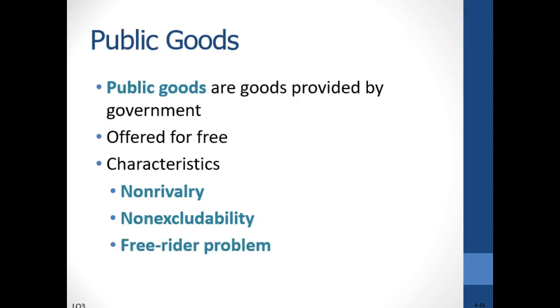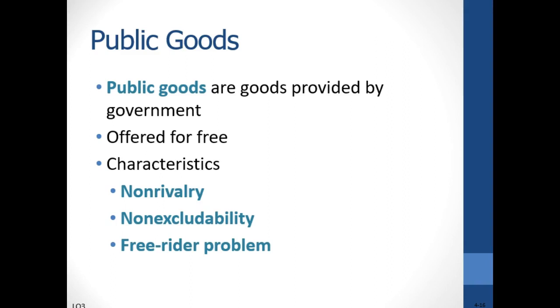Public goods are provided by government, and they're offered for free. The demand curve of public goods may underreport how much consumers are willing and able to pay. Public or social goods would not be produced through the market because they possess the characteristics of non-rivalry and non-excludability. So public goods have the characteristics of non-rivalry, non-excludability, and have the free rider problem.